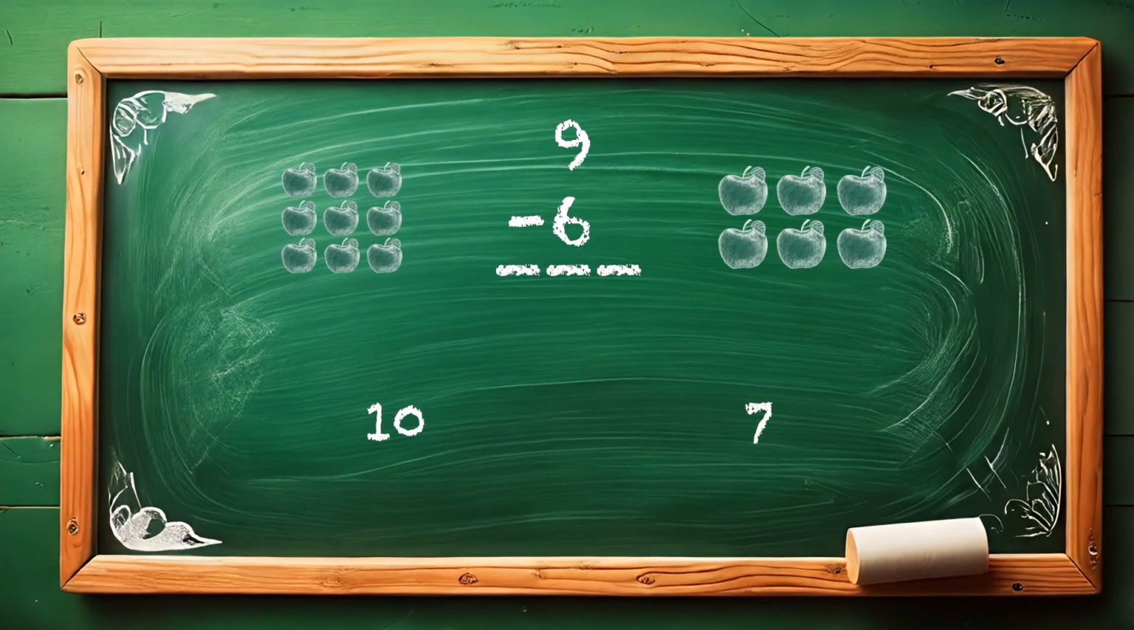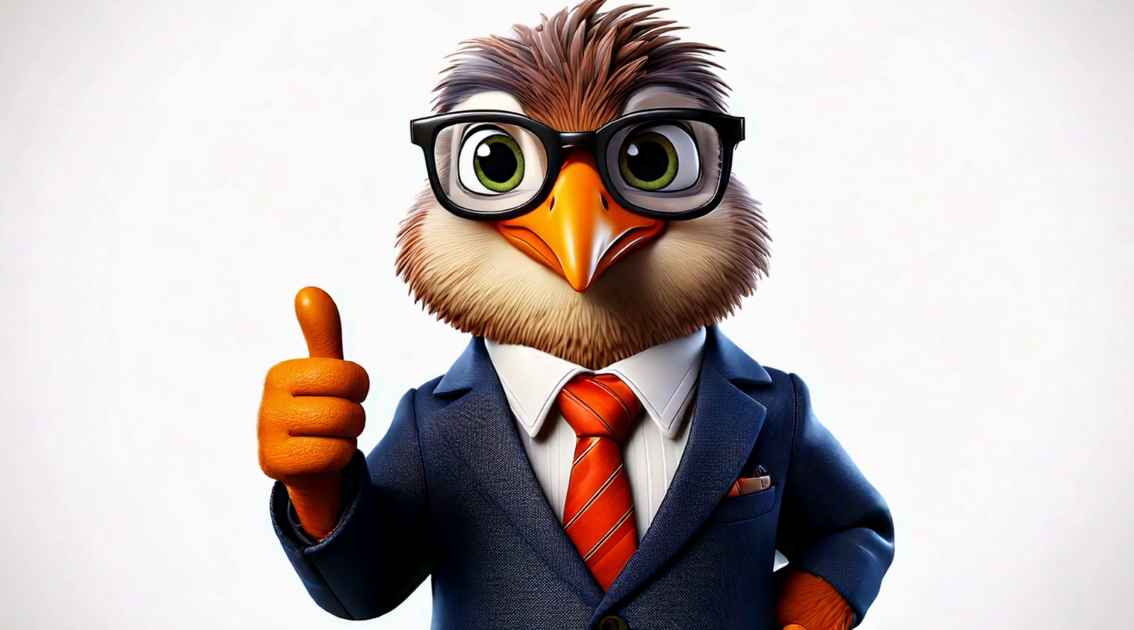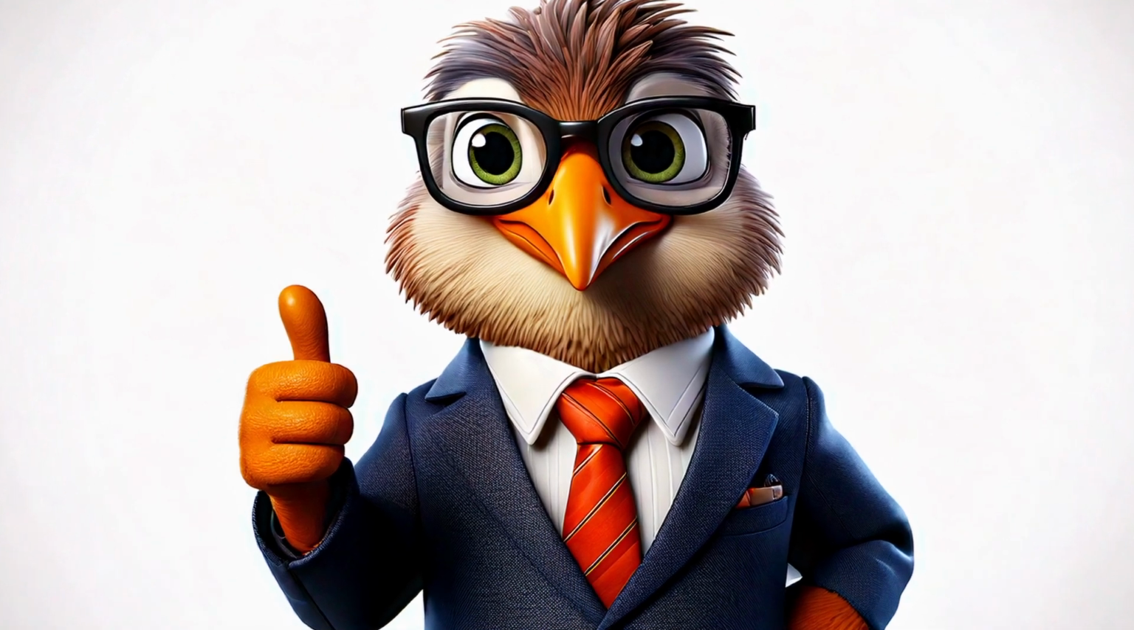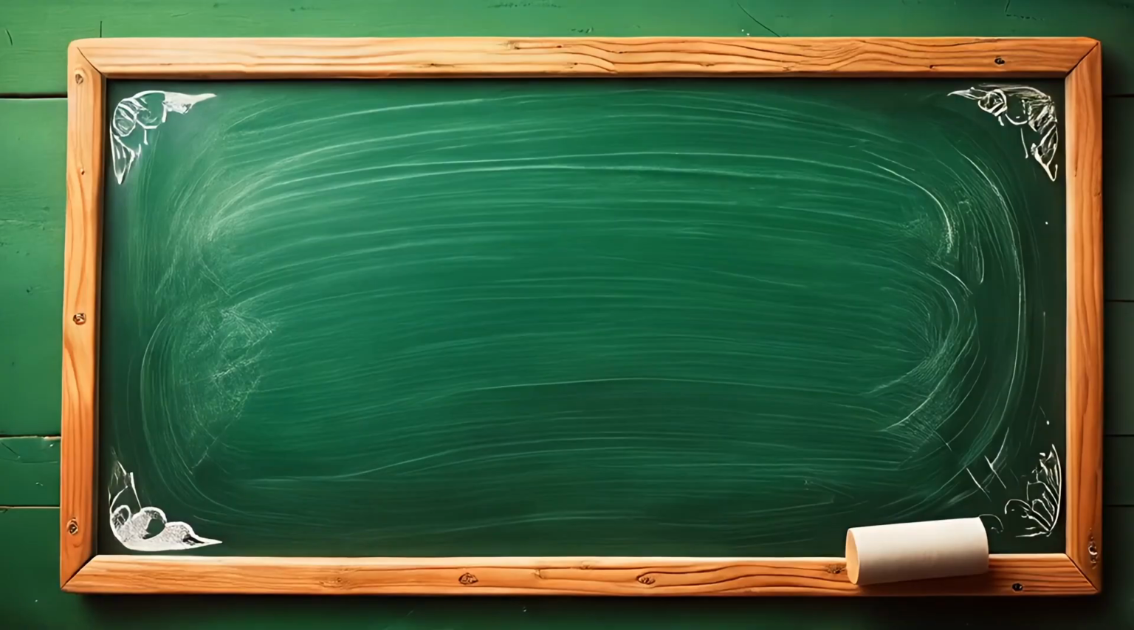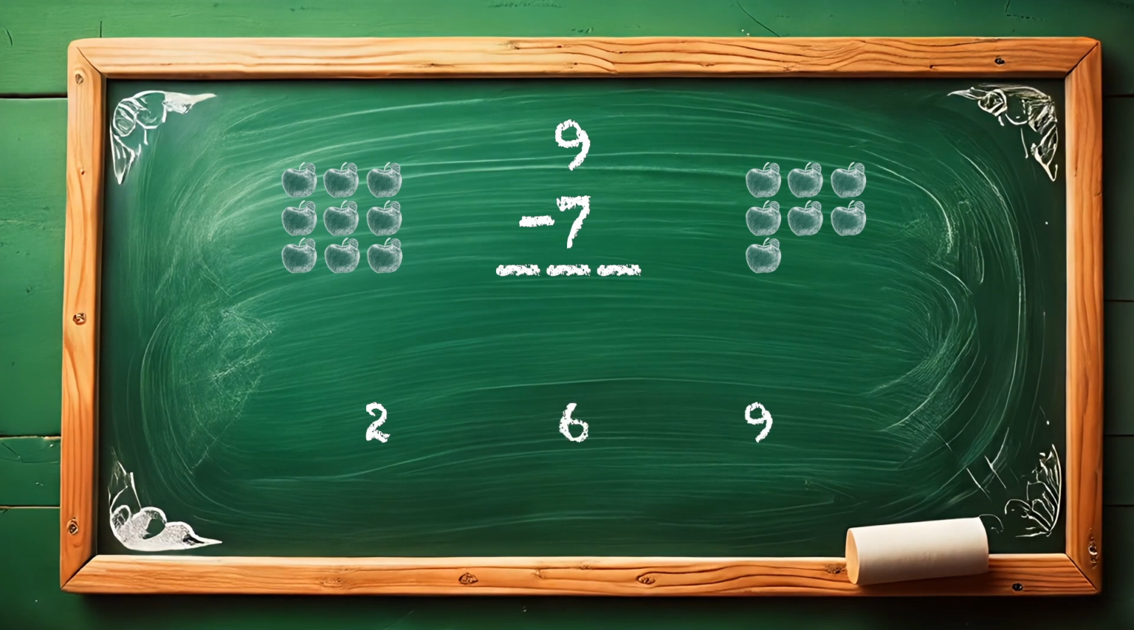If you have 9 apples and you take away 6, do you have 10 apples, 3 apples, or 7 apples left? 9 minus 6 equals 3. If you have 9 apples and you take away 7, do you have 2 apples, 6 apples, or 9 apples left? 9 minus 7 equals 2.